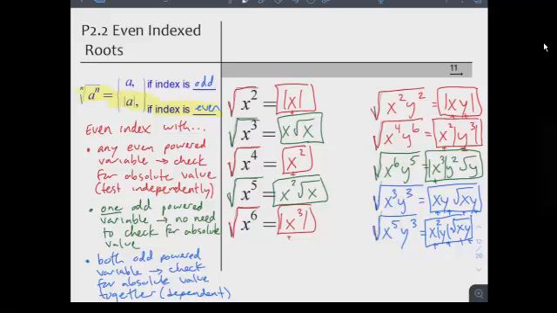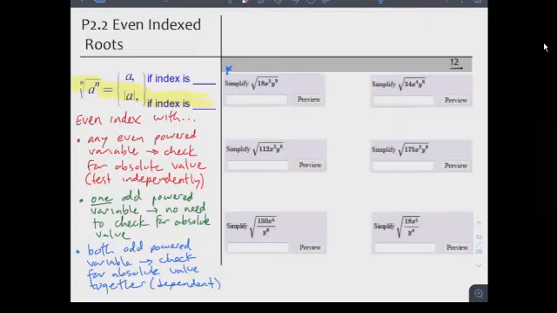All right, so let's take a few examples of these, and I want you to try on your own. So if we look at this first example, we notice it's an even index radical, so we have to consider absolute values. Okay, both of the powers are odd numbers, which means they are dependent on each other, so I'm going to need to test them all together.